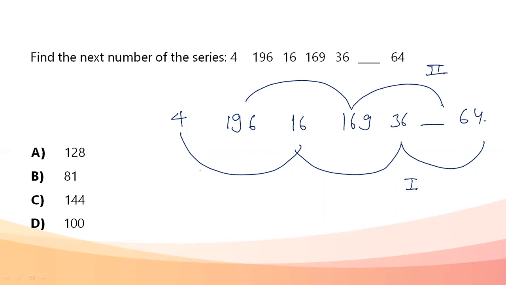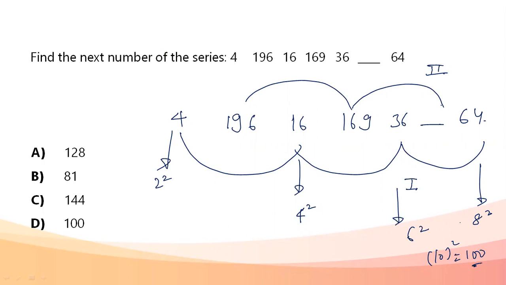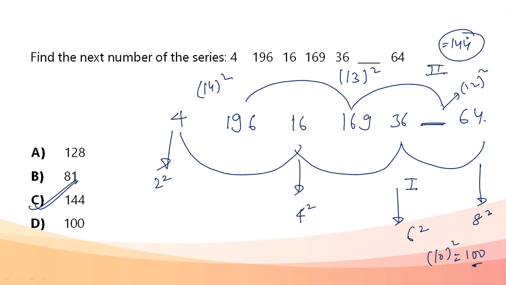If I look at the first series, 4 I can write as 2 square, 16 as 4 square, 36 is 6 square, 64 is 8 square. If somebody asked me what the next term in this series would be, it would have been 10 square, that is 100, but that is not asked. What is asked is the value of this blank. So 196, I know, is 14 square. 169 is 13 square. The next term, or this blank, is going to be 12 square, that is 144. My answer is option C, 144.